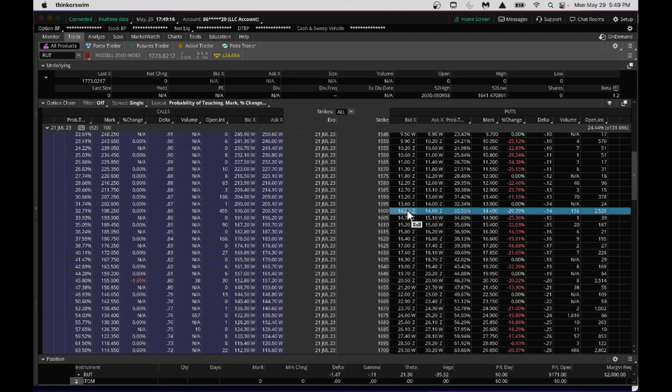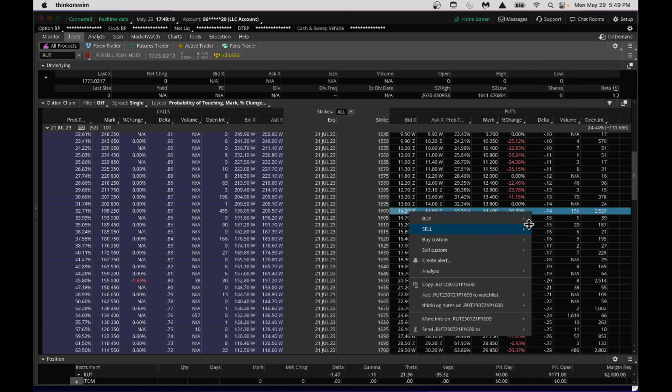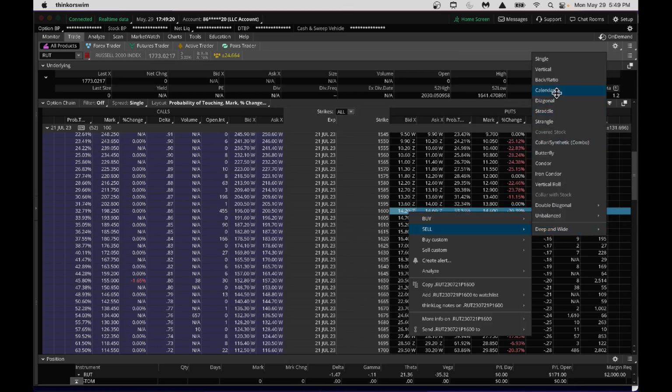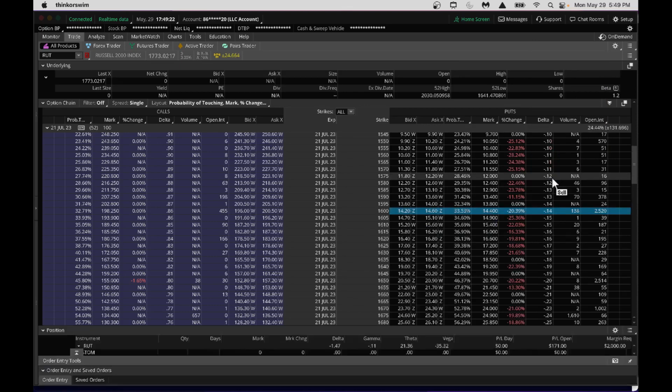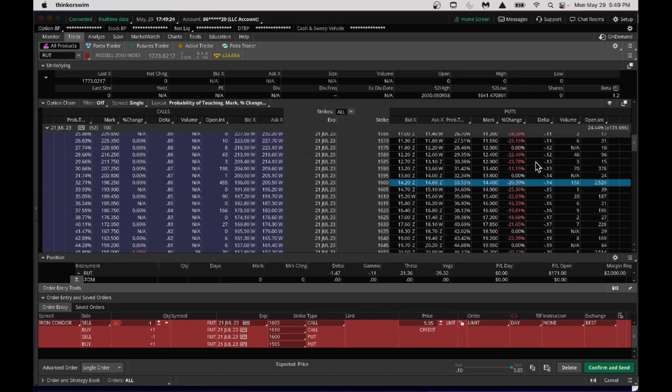So for the iron condor, I will go here and say sell, and let's just say iron condor right here. And look, we've got 1600. We'll do a $20 wide spread like we talked about, 1580 right here. That's the reason we are choosing 1600: look at the open interest here, very nice. And even 1580 has good open interest, which is good enough, and good volume also.